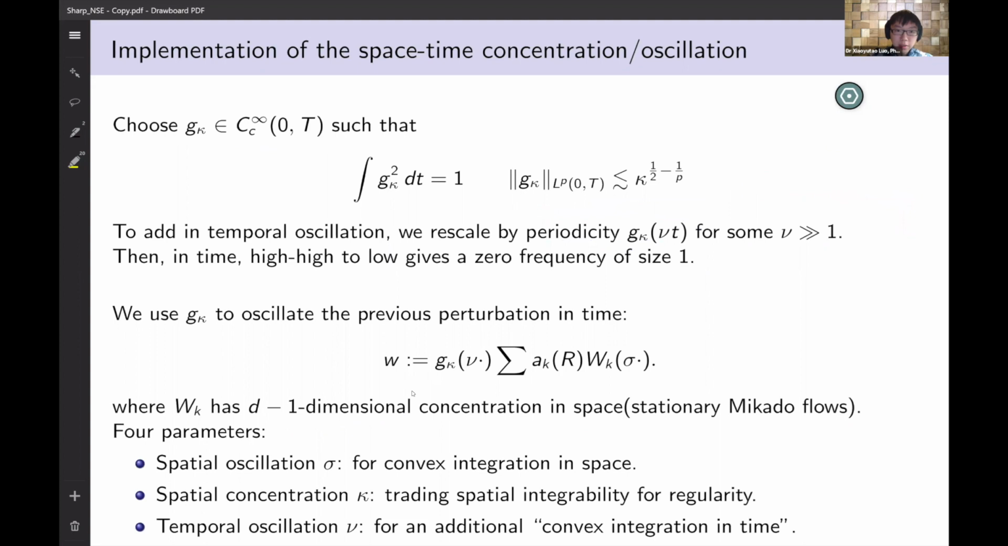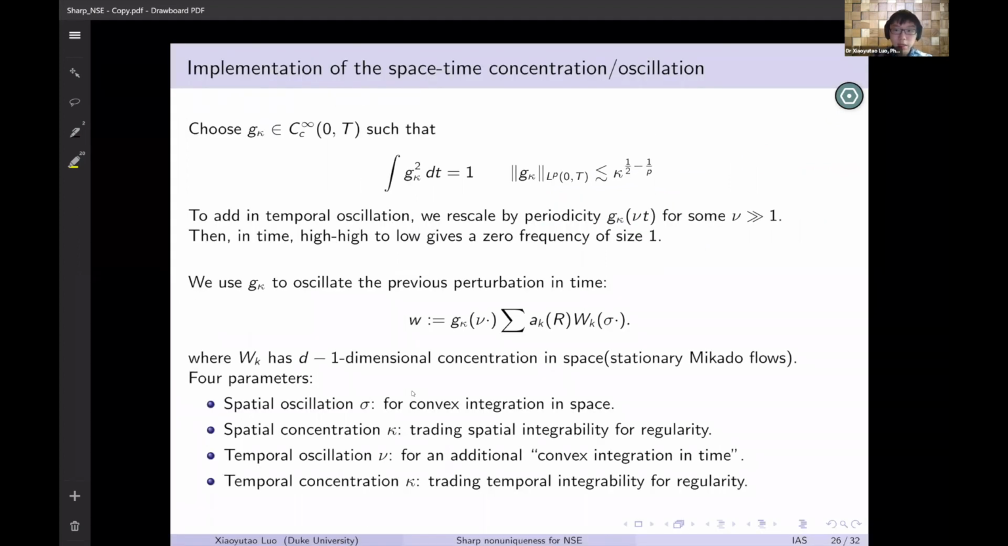And then because of this introduction of this kappa and nu, you have 4 parameters. So you have spatial oscillation, which is here, and then spatial concentration, which relates to the support set of our spatial building block W_K, and then the new addition of temporal oscillation and concentration. So for oscillations, we do convex integration, convex integration in space and convex integration in time. And for concentrations, we use those to treat integrability for regularity.